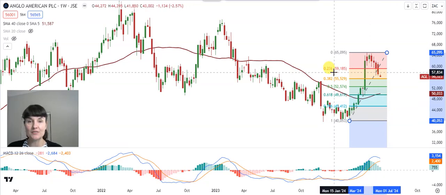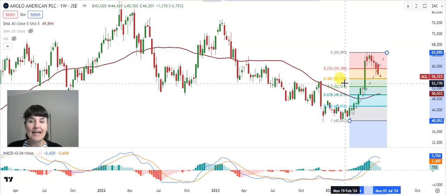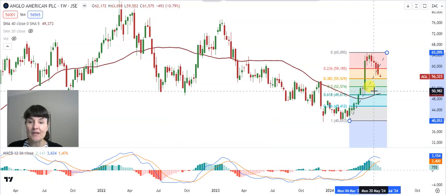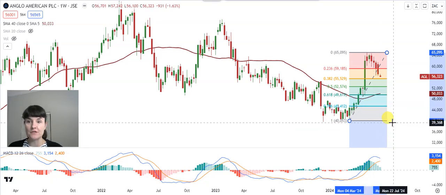The 23.6 level has done that already, waiting at 591 Rand 85. My next support in Anglo is waiting at 555 Rand 29, which is my 38.2% level, and then 525 Rand 74, 496 Rand 19, 454 Rand 12, and 400 Rand and 53 cents.